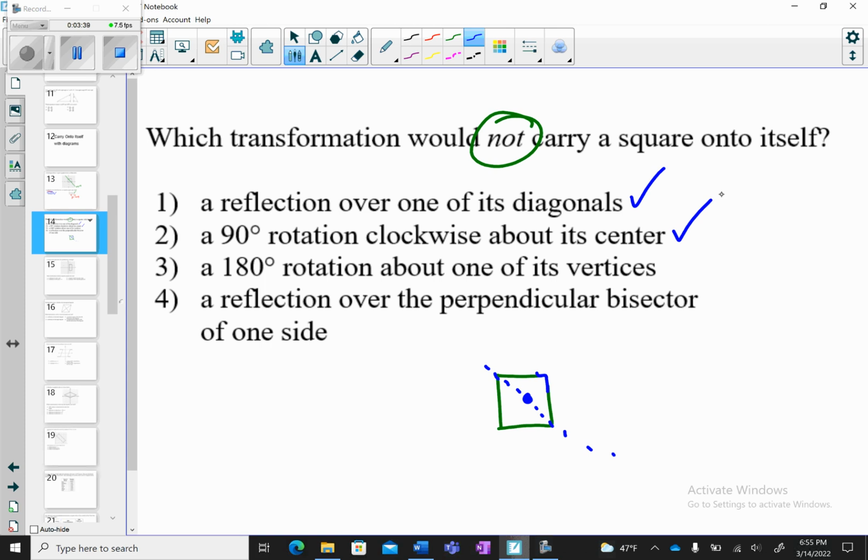Let's see, if you're rotating something 180 degrees from one of its vertices. Remember, its vertices are just the corners of the square. So let's say I'm going to turn it from here. That means the new image would be here. It would not be onto itself. So that's going to be our answer. And then number 4, a reflection over the perpendicular bisector. That would also make sense. It cuts it in half and it would fold onto itself.